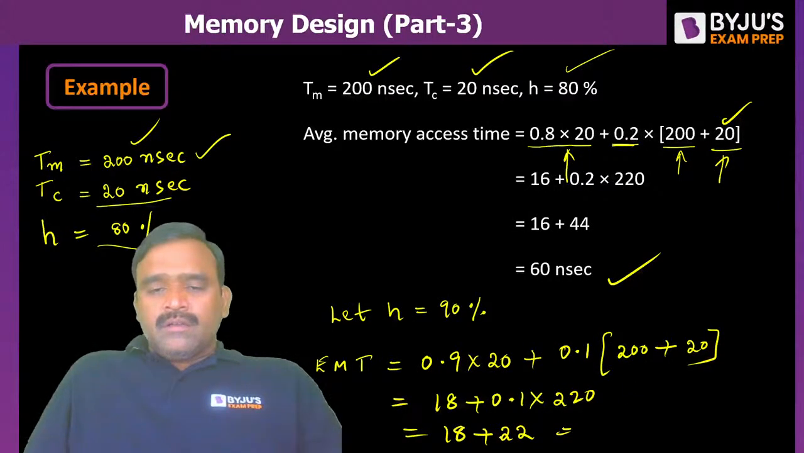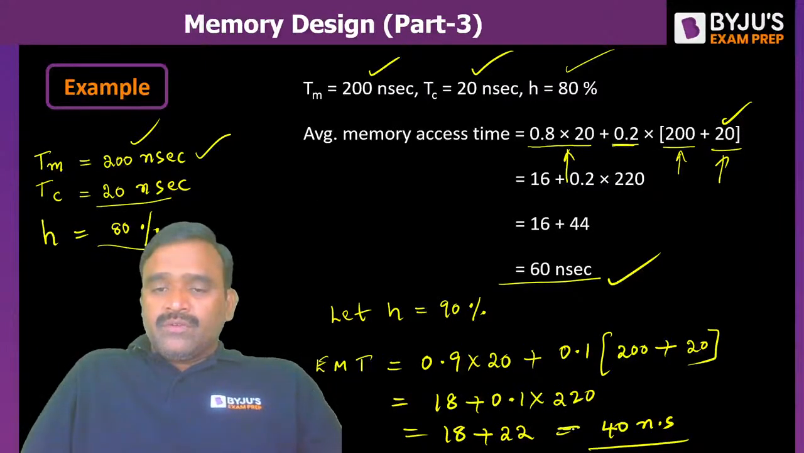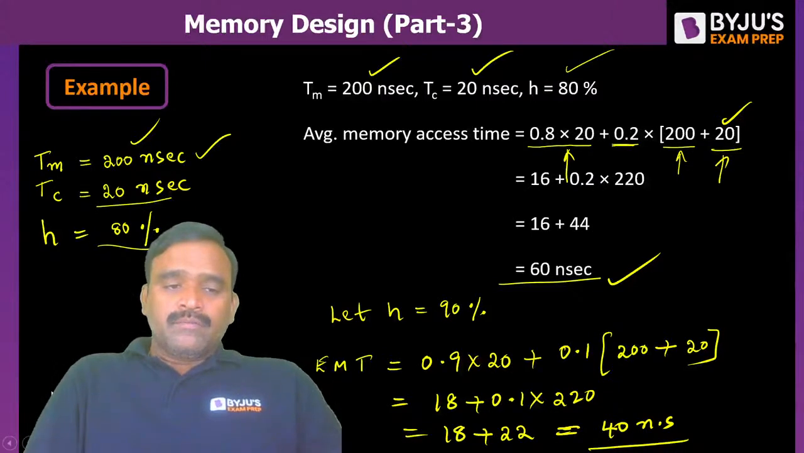Okay, it is that 40 nanoseconds. An increase of 10% hit ratio is a reduction of 20 nanoseconds in the effective memory access time. Earlier it was 60 nanoseconds effectively, now it is only 40 nanoseconds. 20 nanoseconds we could save by improving hit ratio to 90%. Hope everybody understood. If you have any doubt or concern, please let me know.